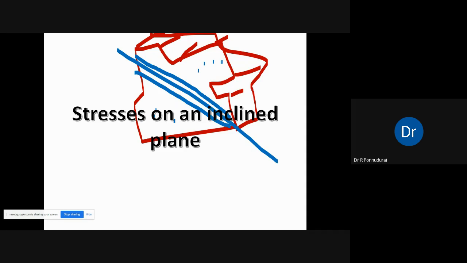Okay, so once you know the direction, concentrate on that particular portion. Replace the material with the high strength material, so failure can be avoided. Is it okay?